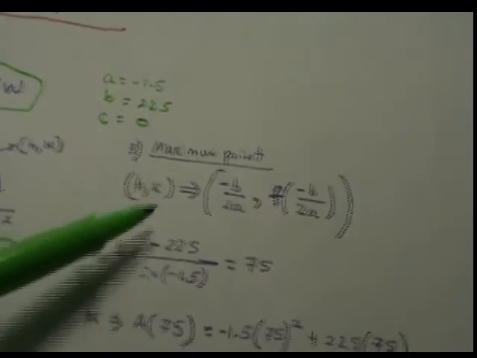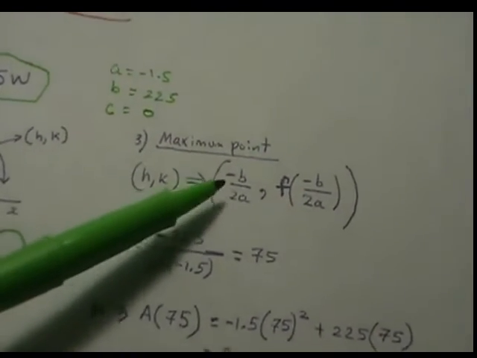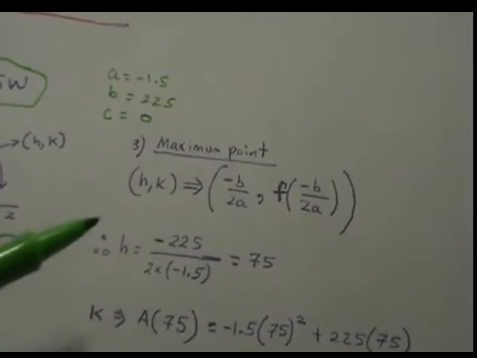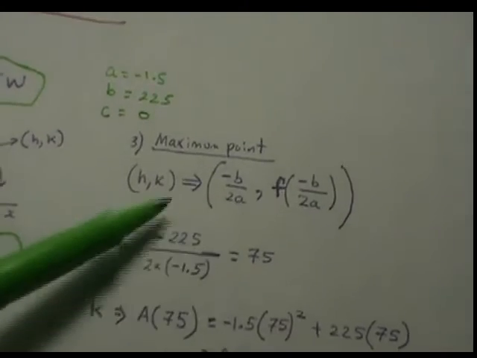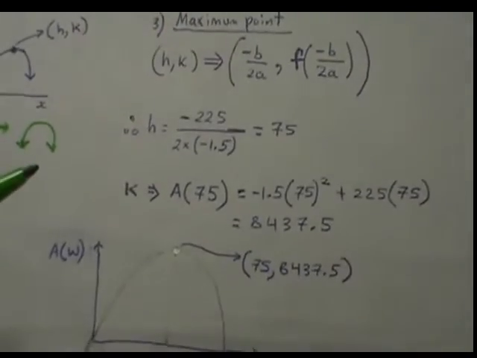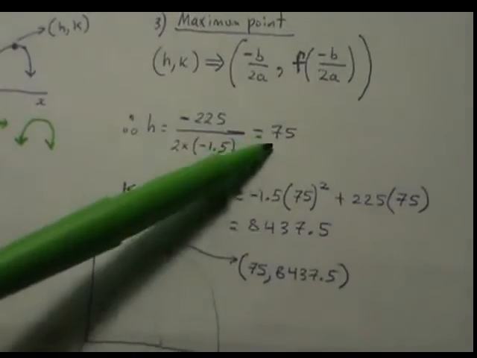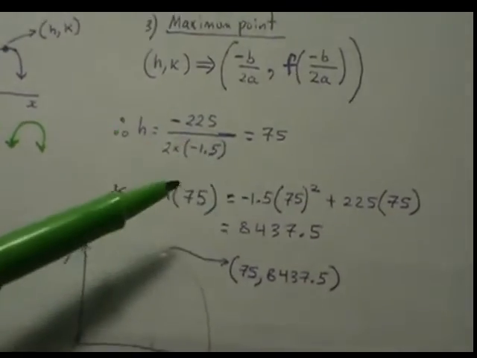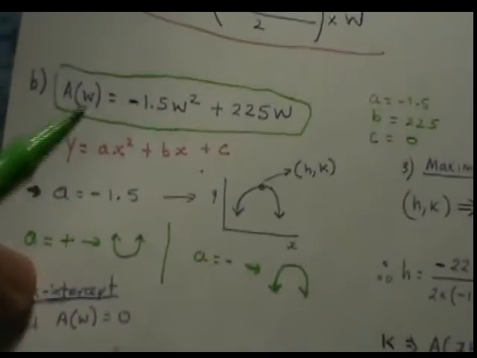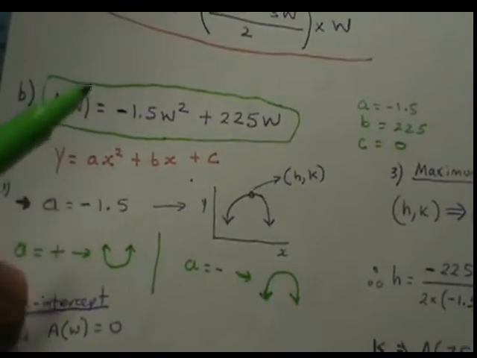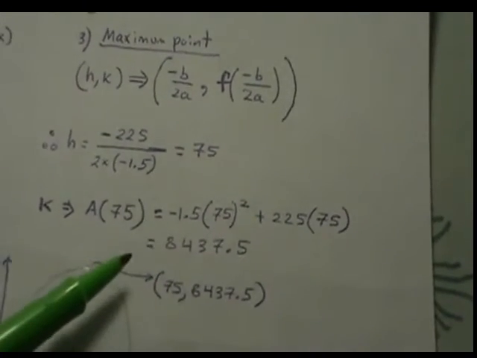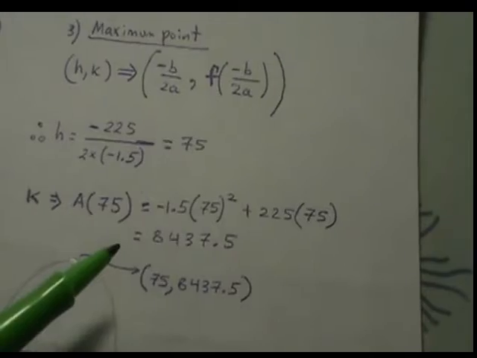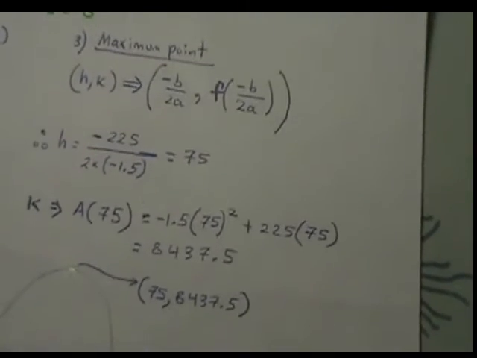So for H, which is minus B over 2A, we plug in the values, and we got the value for H, which is 75. Now, to find the value of K, we take this value for H, which was 75, we plug it into this function, which is this one, and we get the value as being 8,437.5. Okay, so let me just zoom out.